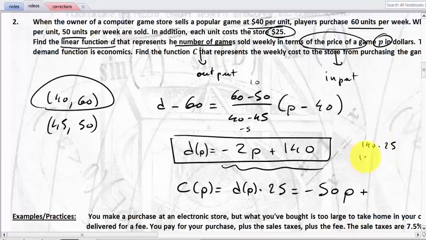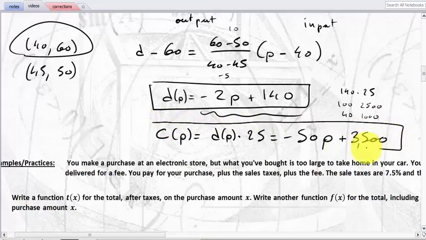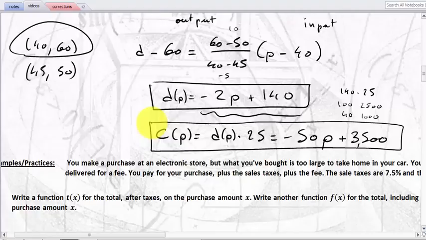So 140 is 140. 100 times 25 is 2,500. 40 times 25, 4 times 25 is 100, 100 times 10 is 1,000. So it's plus 3,500. Here we go. So this is the cost to the store. Okay? All right. I'm going to let you work on questions 3, 4, and 5.